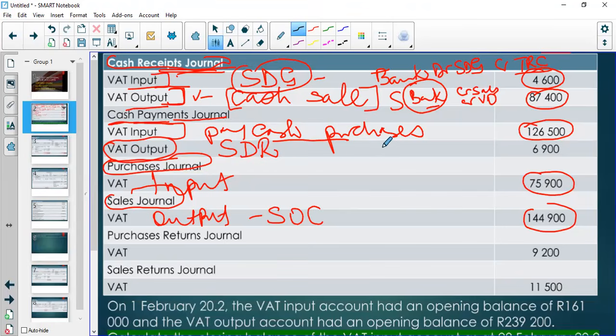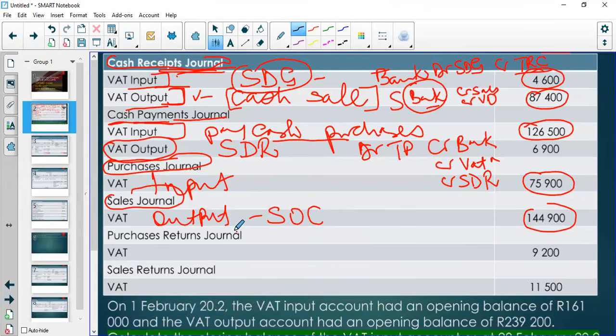So you remember that then we are going to debit the trade payables. We're going to credit bank. We're going to credit VAT output. We're going to credit settlement discount received. Okay, like that. Right, so that's how we deal with this VAT.